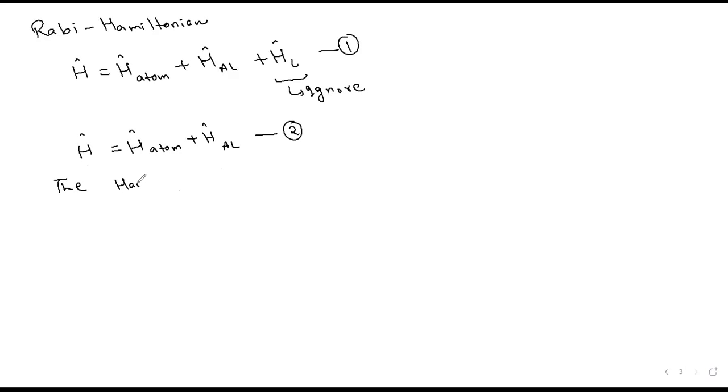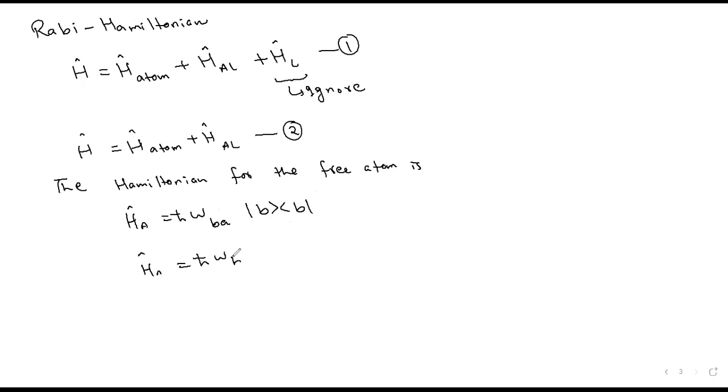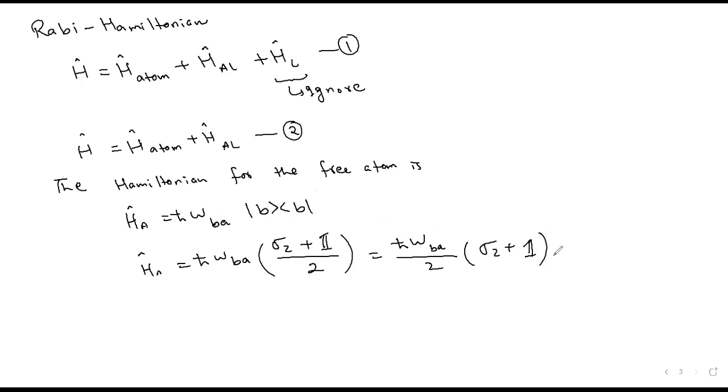The Hamiltonian for the free atom is H A equals h bar omega B dagger B, and this term is also equal to, in terms of Pauli matrices, sigma z over 2 in a more familiar notation, h bar omega. So let me call this equation number 3.